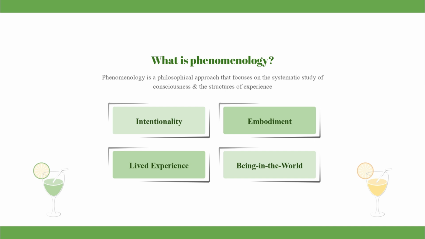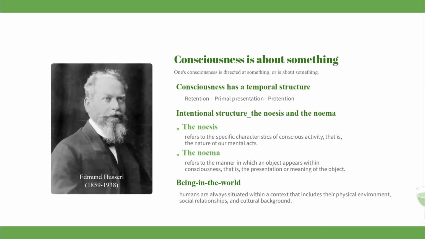Here are the scholars of phenomenology. The first one is Edmund Husserl at the start of the 20th century. He defined consciousness as always consciousness of something, and consciousness has a temporal structure, that is, retention, primal impression, and protention. The retentional aspect at any moment of consciousness provides a sense of what one has just experienced. Primal impression is directed at the present moment, and protention is oriented towards what may happen in the next moment.